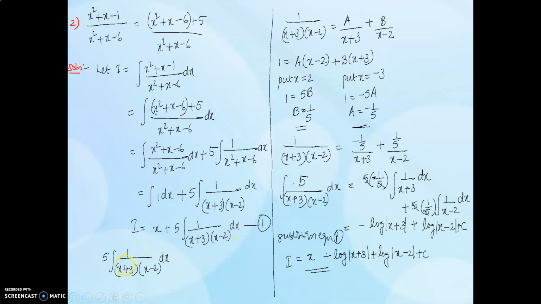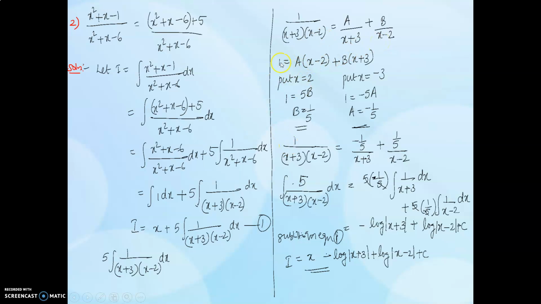Now we can find the value of the second term in this one. So 5 into integral 1 upon x plus 3 into x minus 2 dx, we can solve with the partial fraction method. So 1 upon x plus 3 into x minus 2 can be written as a upon x plus 3 plus b upon x minus 2.